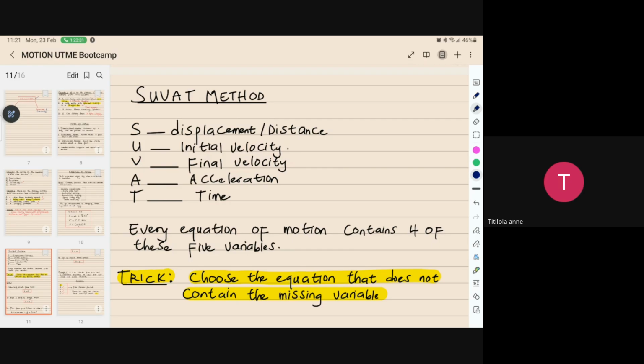Rachel, are you still on this call? These are the parameters I want you to take note of. There are 5 of them. It might be fewer than 5 in some of the cases I will describe, but these are the ones to note. Remember this SUVAT method: displacement, initial velocity, final velocity, acceleration, and time.